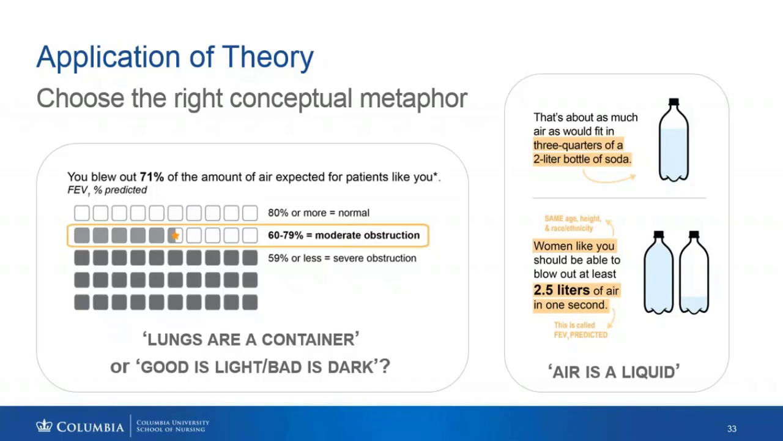They applied good is light and bad is dark. And so they wanted me to flip the colors because this all looks like obstruction and it's dark, so it's bad. It was upside down to them. Well, I ended up kind of coming back to the lungs are a container. I kind of circled around with the bottles, but the metaphor that I'm using here is air is a liquid.